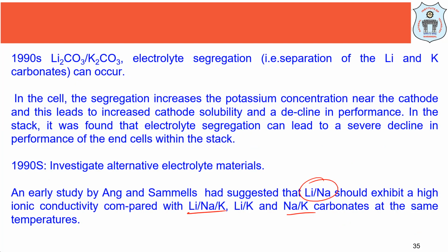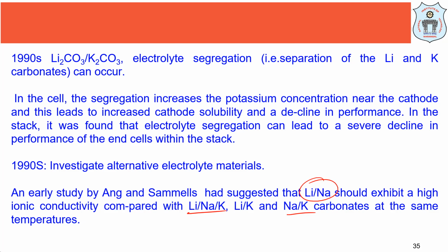Okay. So if you look at the history again, in the early 1990s, it was found that using a eutectic mixture of lithium carbonate and potassium carbonate, electrolyte segregation takes place, which can occur both within the fuel cell as well as in the stack. So in the cell, what will the segregation do? The segregation will increase the potassium concentration near the cathode, which leads to increased cathode solubility. That means what? Corrosion of the cathode surface. The cathode material is soluble in this solution. Okay, so that is taking place.